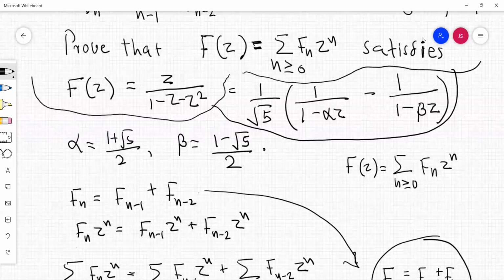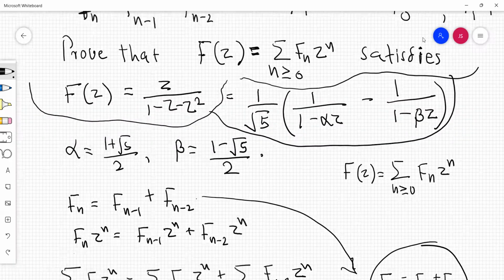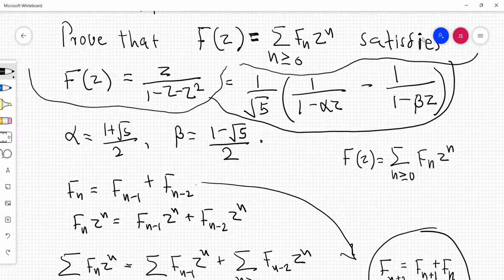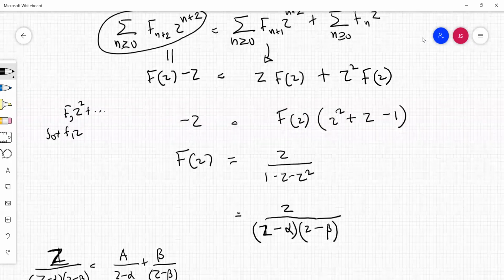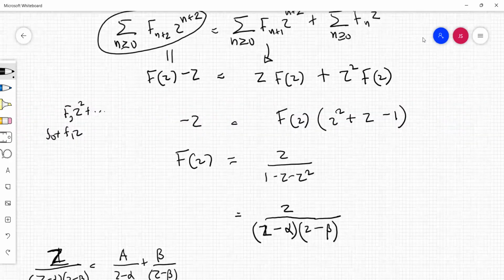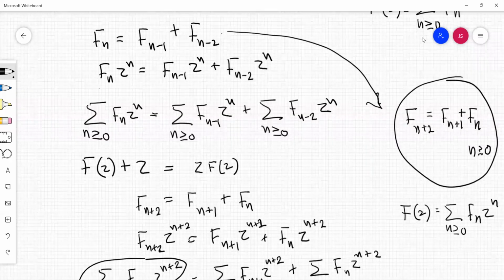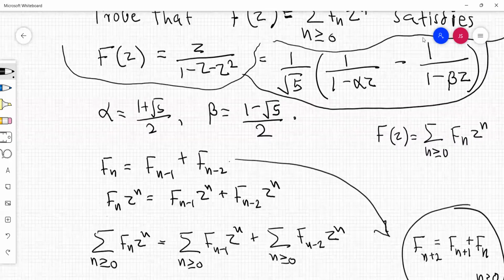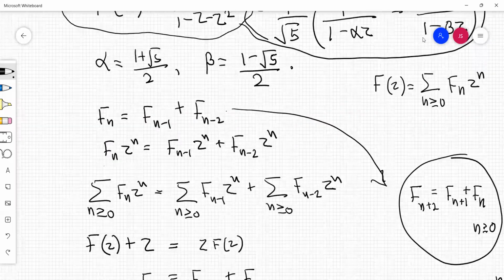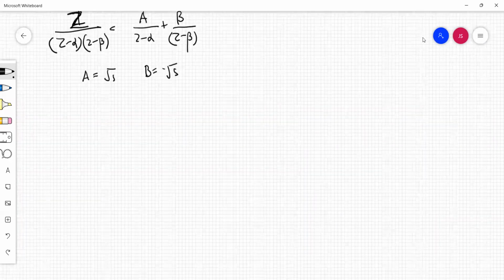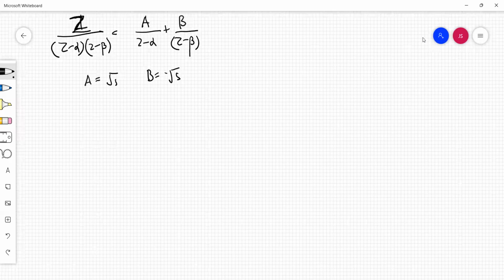Then 1 over root 5, 1 minus Z squared. Yes, I think it should be here. Do the calculation yourself, right? It is not a difficult one, just the calculations. With the partial fraction method, you can show it is equal to this one. Now, two new definitions.